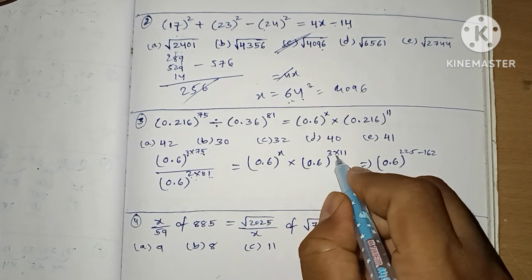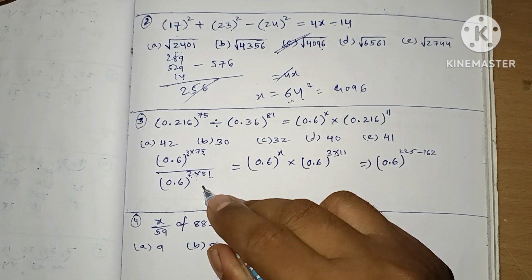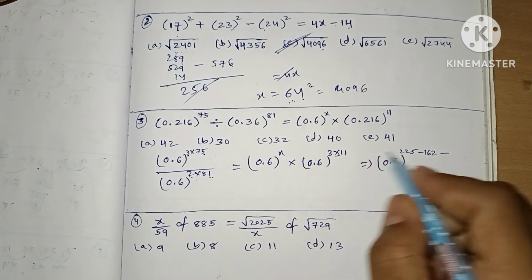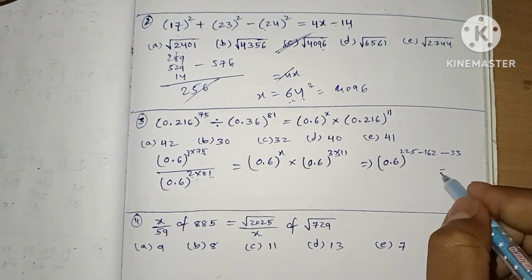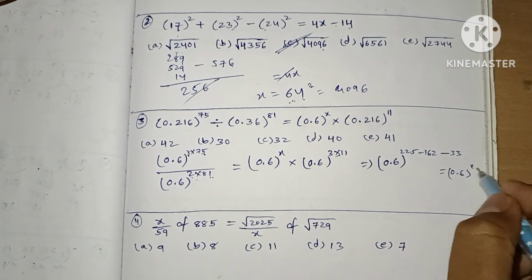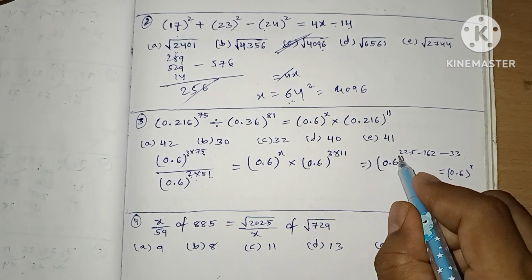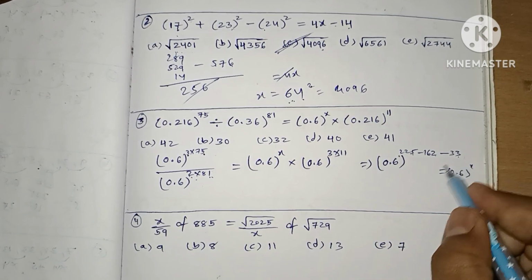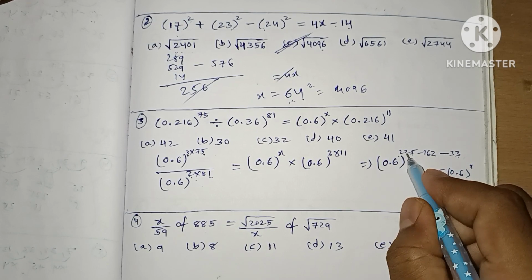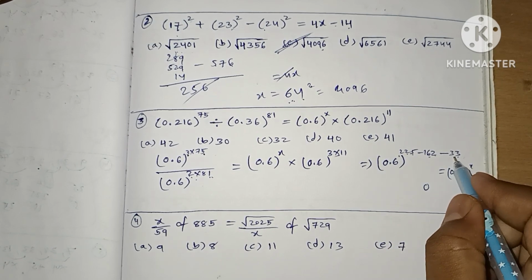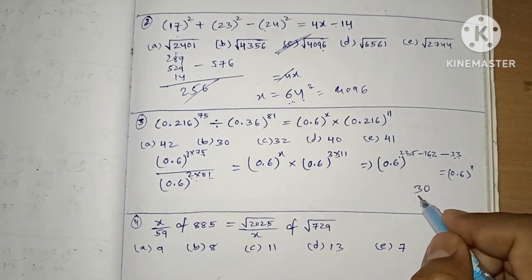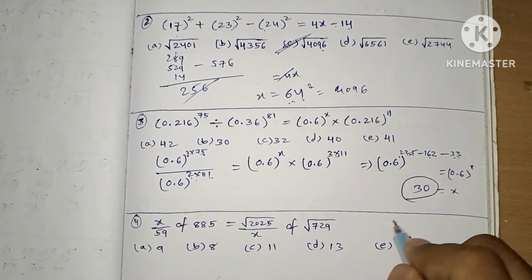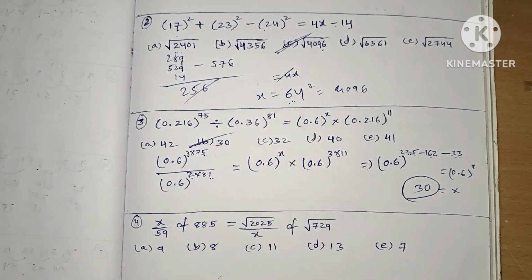162. This comes this side with the denominator, and here in the numerator it will be minus 33 whole equals to 0.6 to the power x. So what we get is 5 minus 5 will be 0. These two are 9. 9 minus 12, 30. So x value is 30. Option B is our answer.